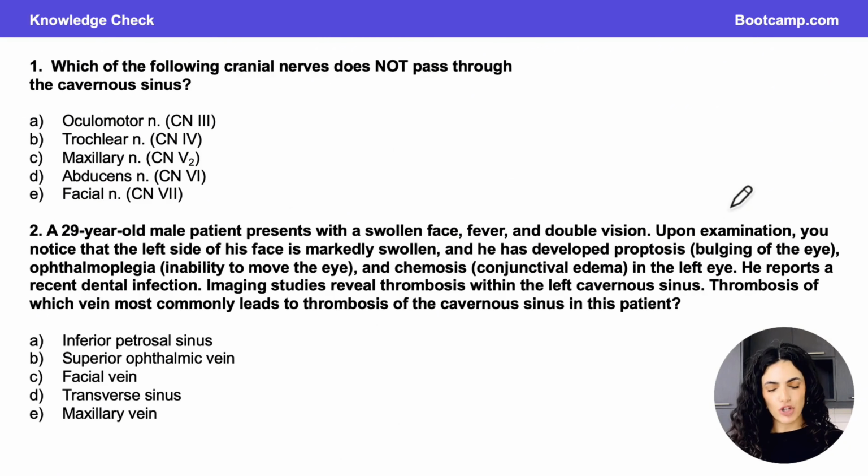All right, so let's see what you've learned today. Which of the following cranial nerves does not pass through the cavernous sinus? And then lastly, a 29-year-old male patient presents with a swollen face, fever, and double vision.